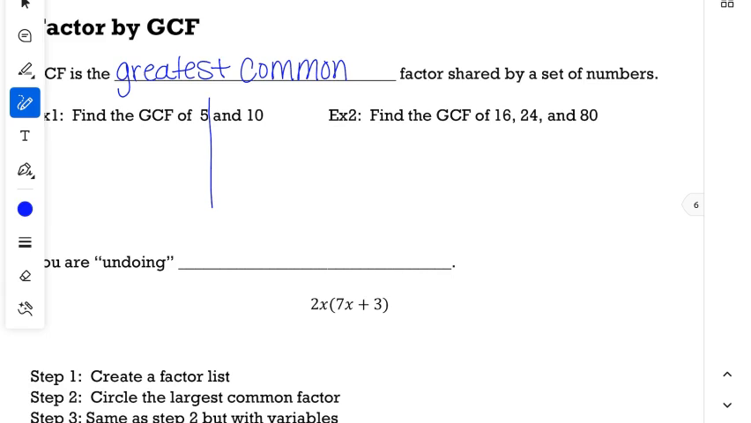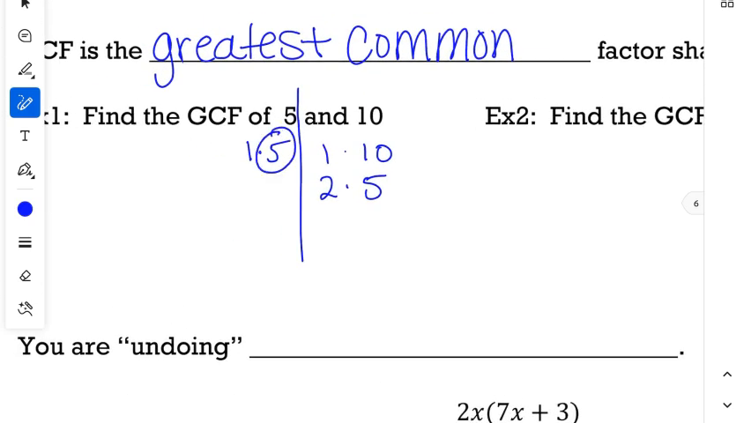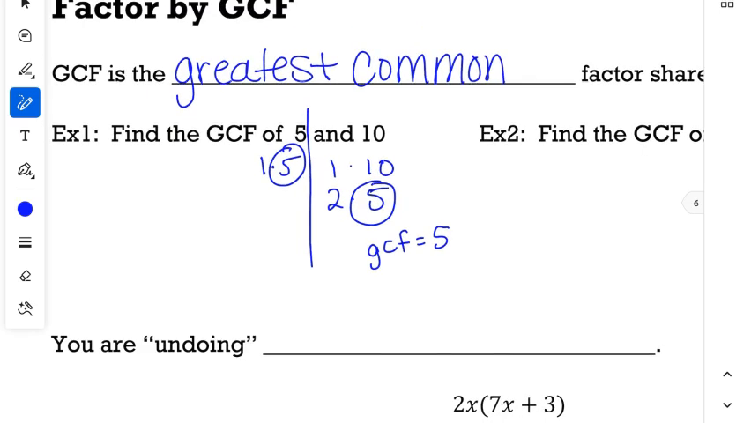We're going to look at 5 and we're going to look at 10. You're going to list out everything that multiplies to get 5. So 1 times 5. That's easy. And then we do 10: 1 times 10, 2 times 5. Then we look for the greatest factor they have in common, the greatest common factor, which is 5. So circle it, and then write GCF equals 5.